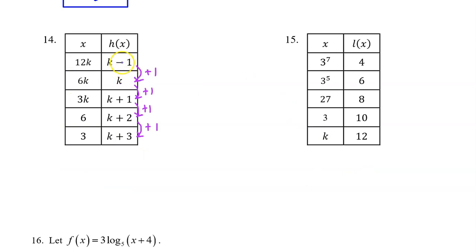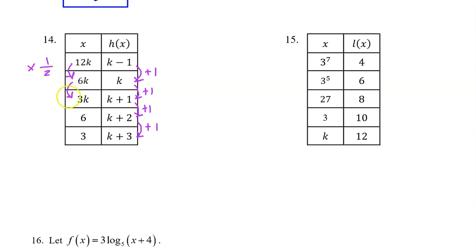Number 14, these output values are looking a little bit weird with all these k's floating around. However, we can still tell that the output values are equally spaced because from k to k plus 1, k plus 1 to k plus 2, we are still increasing by 1 each time. So output values equally spaced, check. Now let us look for the common ratio among the input values. Dividing 6k by 12k, that is 1/2. So the ratio here is 1/2.